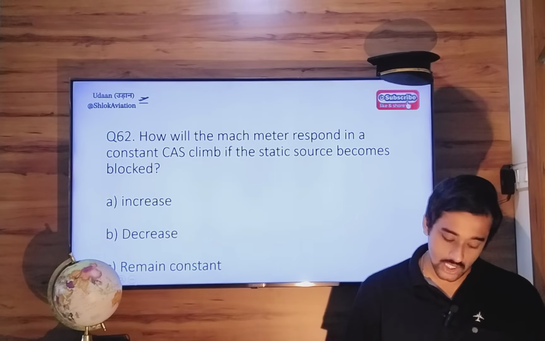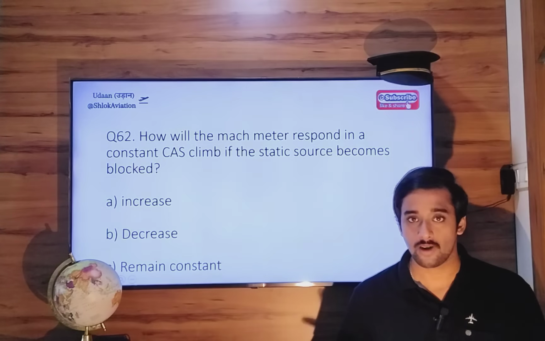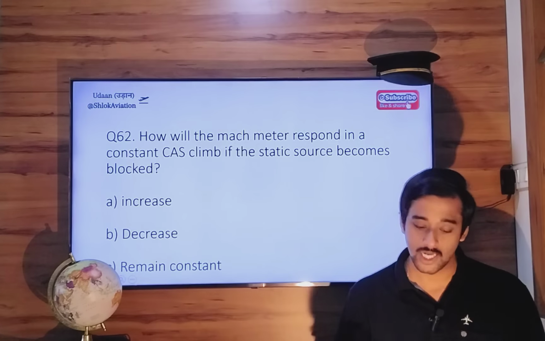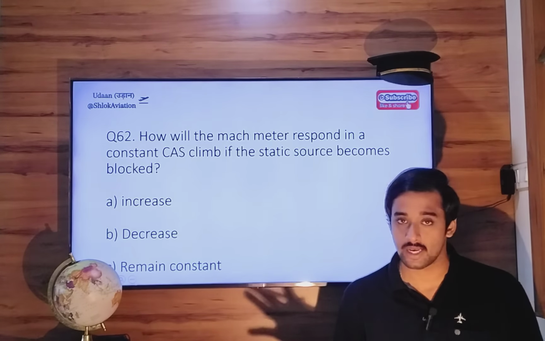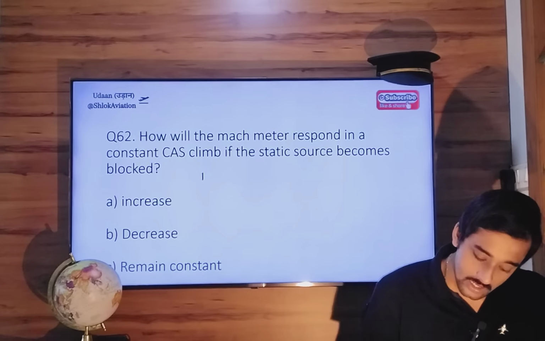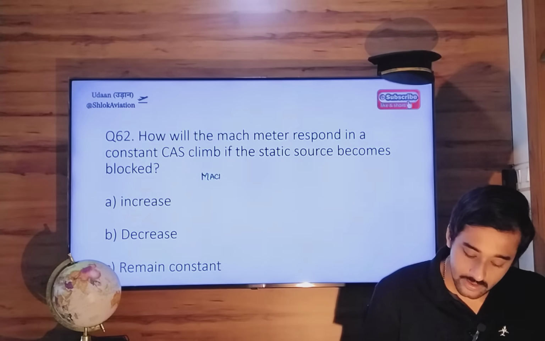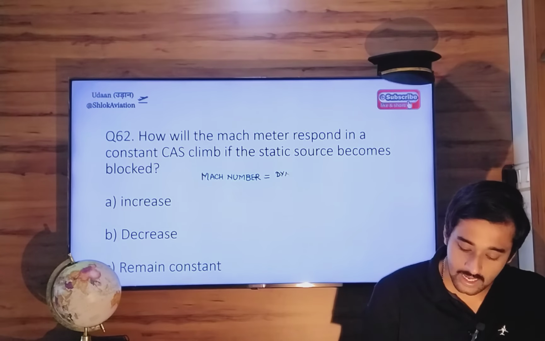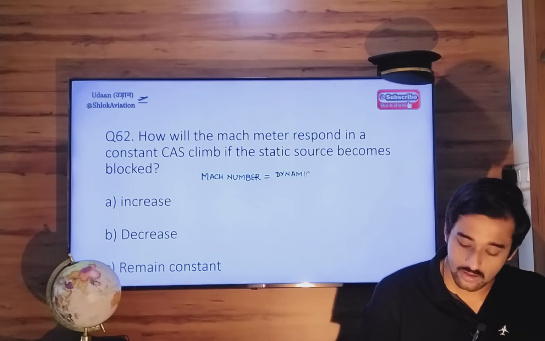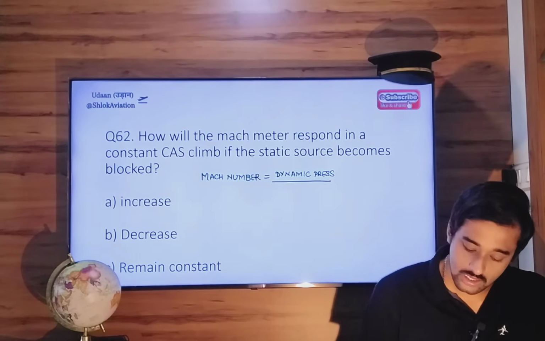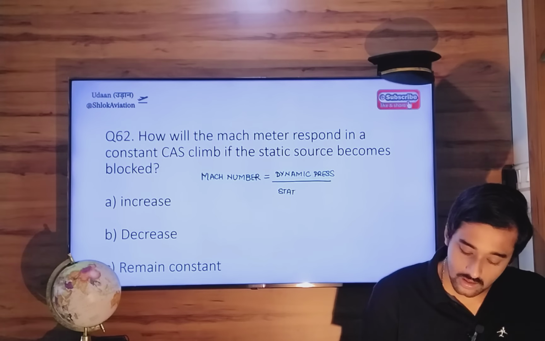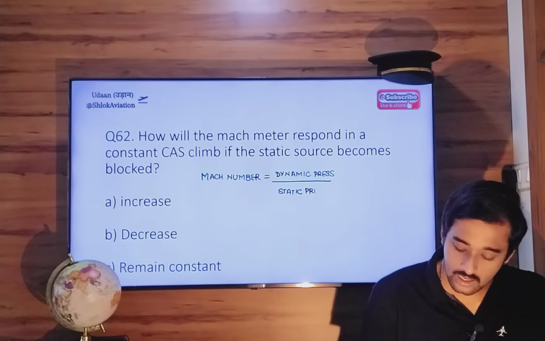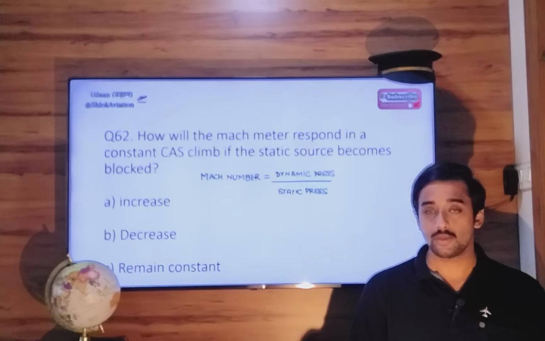Now let's consider the situation when everything is working fine, static ports are not blocked, static pressure is getting registered perfectly. Now your Mach meter or your Mach number is nothing but a ratio between dynamic pressure and static pressure, right?